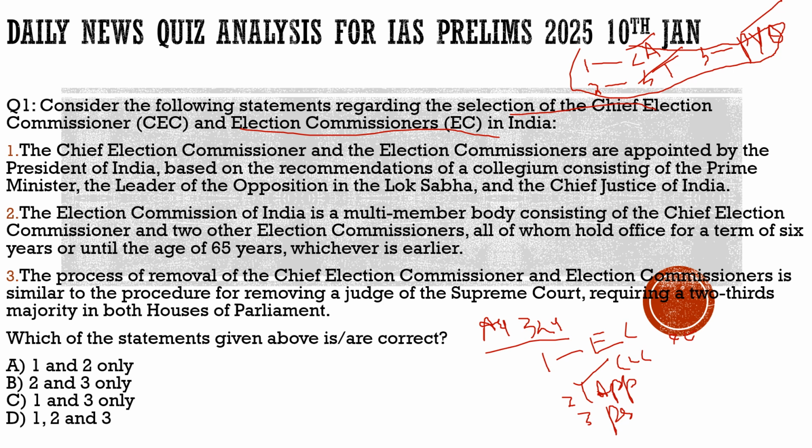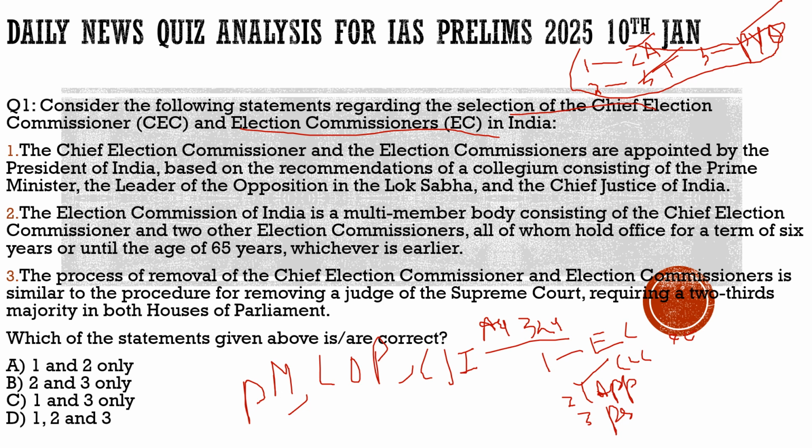As there was an absence of law, the Supreme Court took cognizance in the Anoop Baranwal case of 2023 and framed a body responsible for selecting the candidate. According to the Supreme Court, the members of that body are the PM, the Leader of Opposition, and the CJI, Chief Justice of India. They are going to select the names and forward them to the President for the appointment of the Election Commissioners and Chief Election Commissioner.